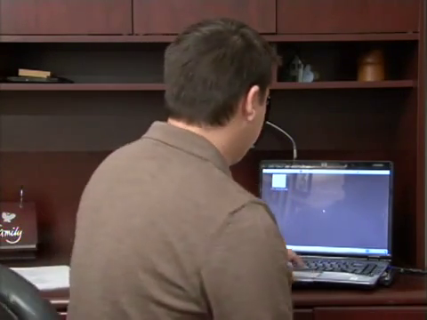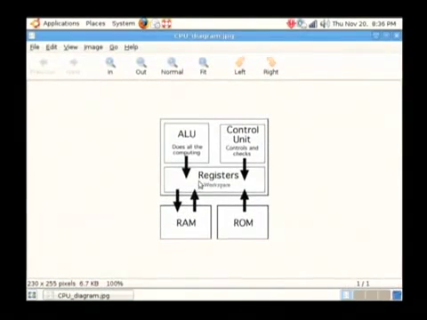Hi, my name is Dave Andrews, and today I'm going to show you how a microprocessor works. I have a diagram on my PC that I'm going to pull up here. This is a simple diagram of a microprocessor.